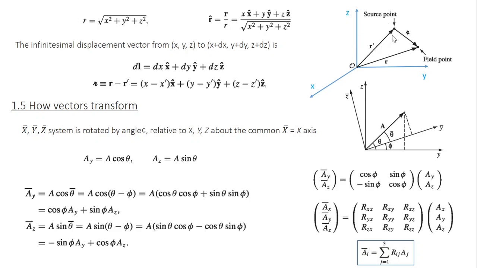As you can make out, r prime and the script r vector are arranged in a head to tail manner. So r vector equals r prime plus script r, or the distance vector script r equals r minus r prime, which you can write in component form as x minus x prime x cap plus y minus y prime y cap plus z minus z prime z cap.